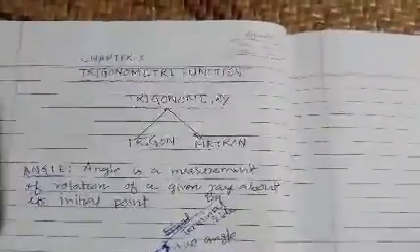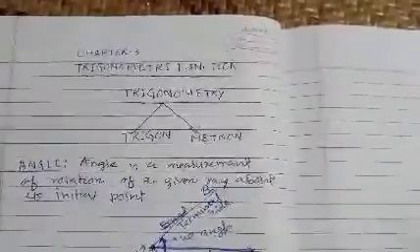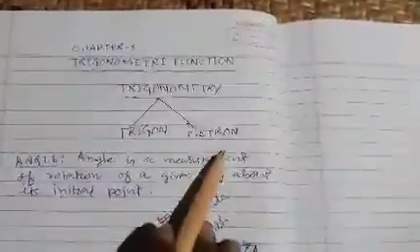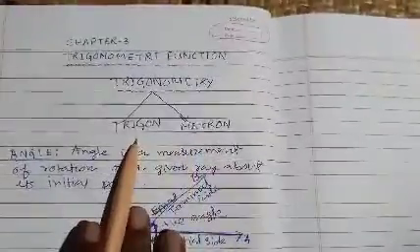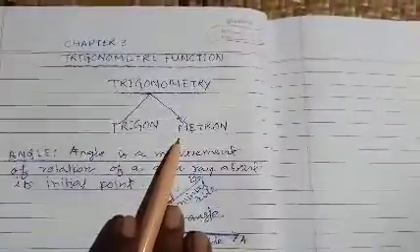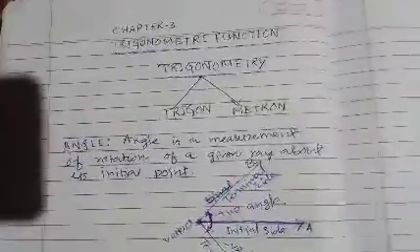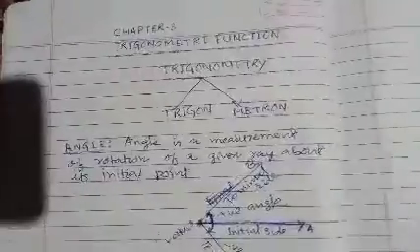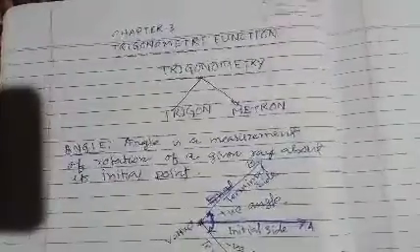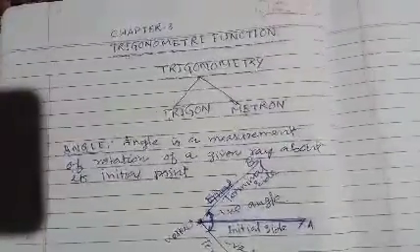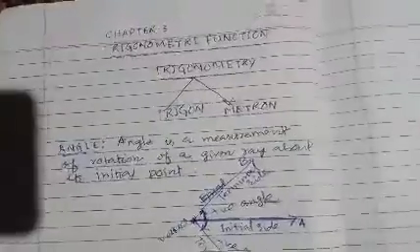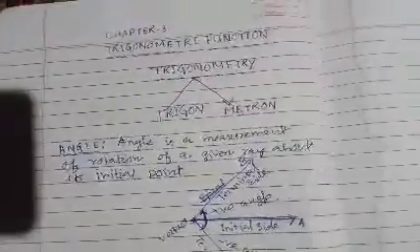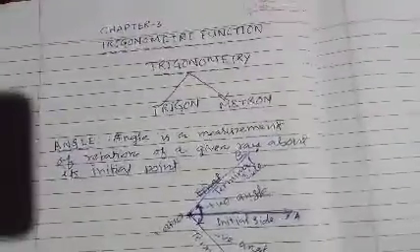The word trigonometry is derived from two Greek words, trigon and metron. Trigon means three sides and metron means measurement, that is, measurement of three sides of a triangle. The branch of mathematics which discusses the measurement of sides and angles of a triangle is called trigonometry. Generally, the concept of trigonometry developed to solve geometric problems related to triangles.